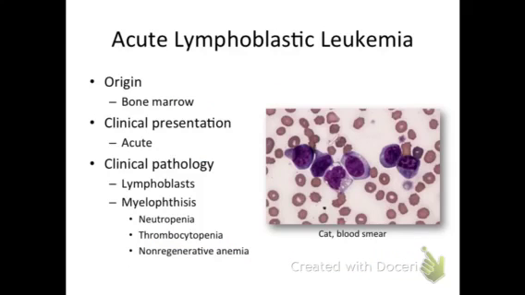Acute lymphoblastic leukemia is a proliferation of large lymphoblasts that originate from the bone marrow. Affected animals often present with a sudden onset of severe illness, and this is because the neoplastic cells efface the bone marrow early in disease. So this crowds out the normal hematopoietic cells and causes decreased production of normal hematopoietic cells. This process of crowding out the bone marrow is called myelophthisis.